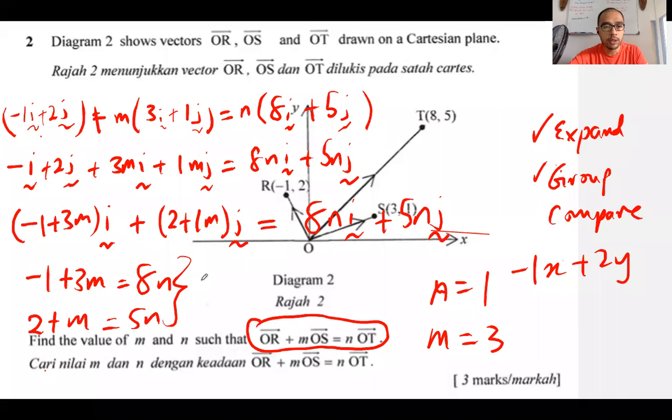Salah satu ini betul, satu markah, ini satu markah, ini satu markah. If you get either one of these relations correct, you get 1 mark. You get n equals to 1, 1, m equals to 3, 1 mark. But of course, if you get both, then you get the full mark lah, automatic.